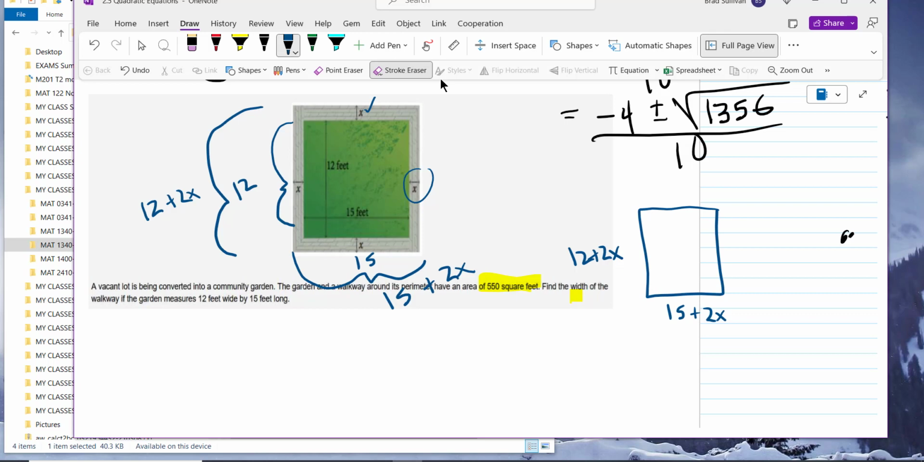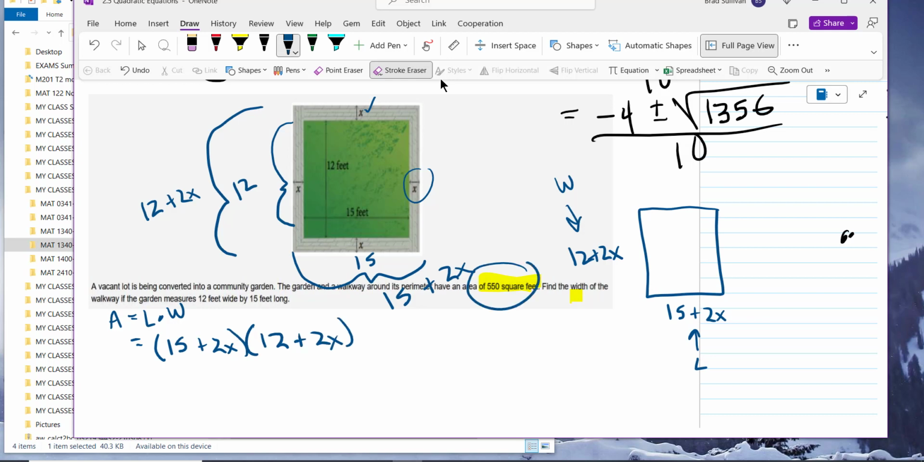Now, how do you find the area of a rectangle anyway? Length times width. It doesn't matter which is which. So the area is equal to length times width. The length is one of them, we'll say 15 plus 2x. Then the width is the other one, we'll say 12 plus 2x. But it told you the area is 550 square feet.